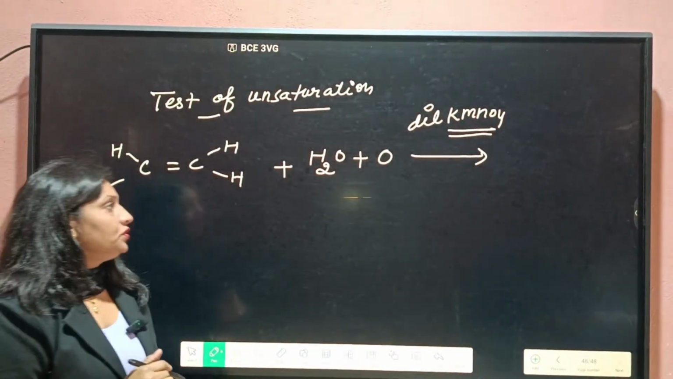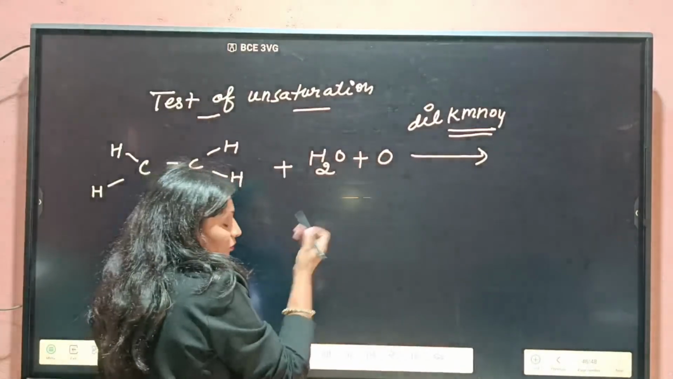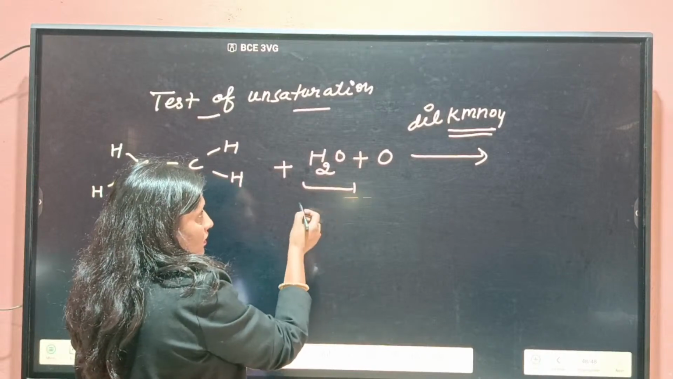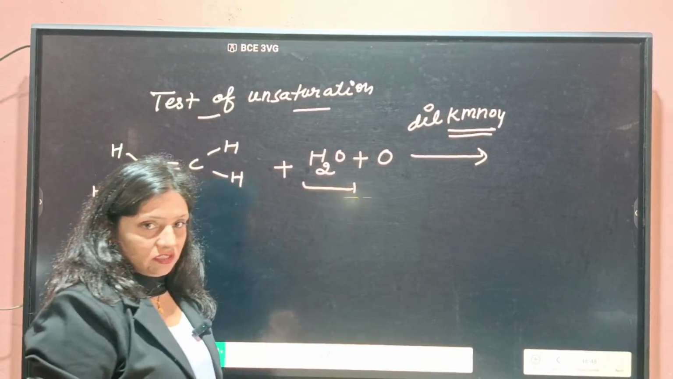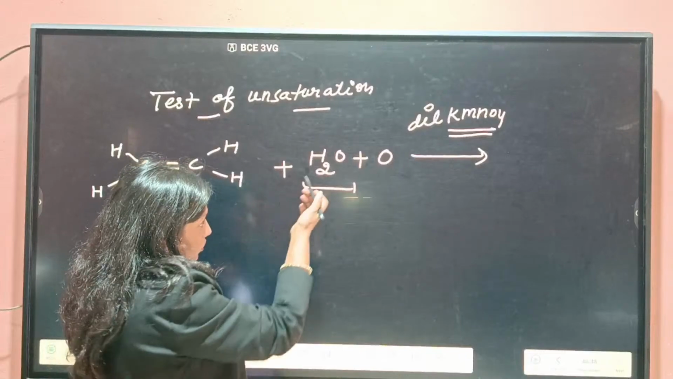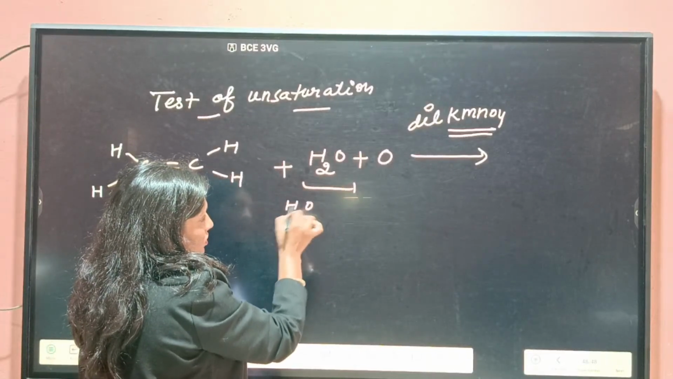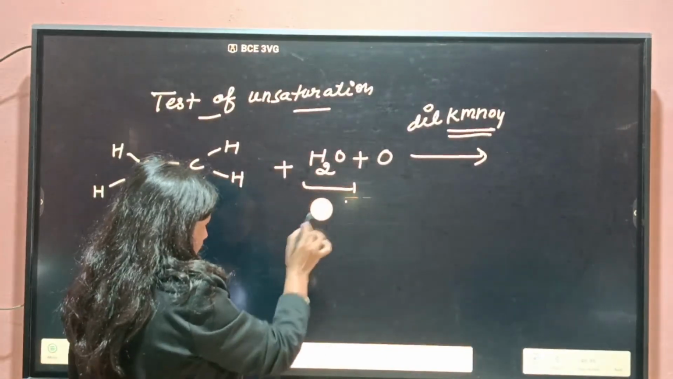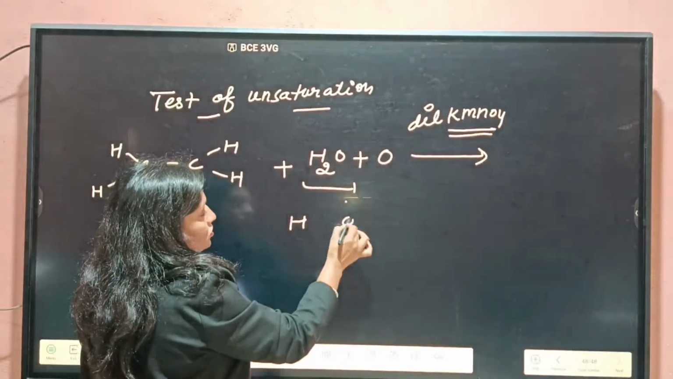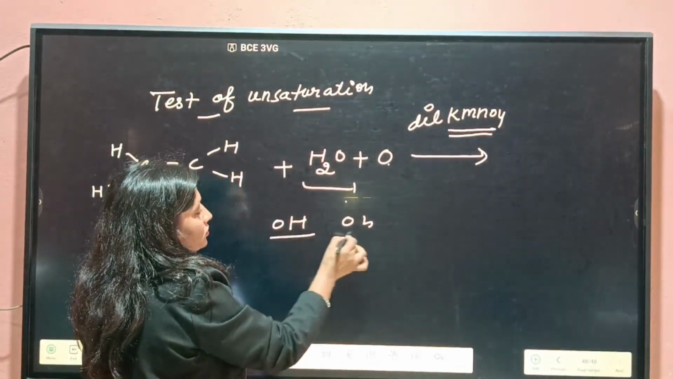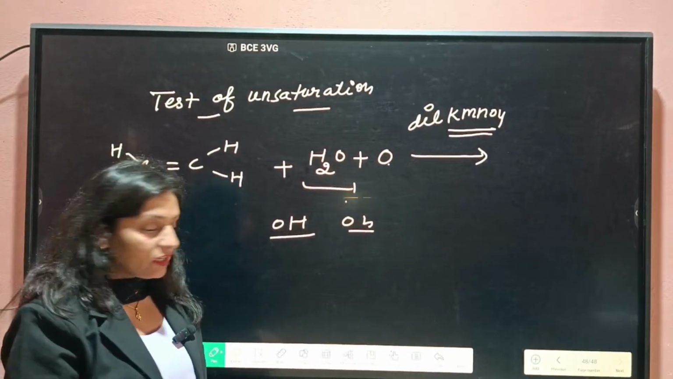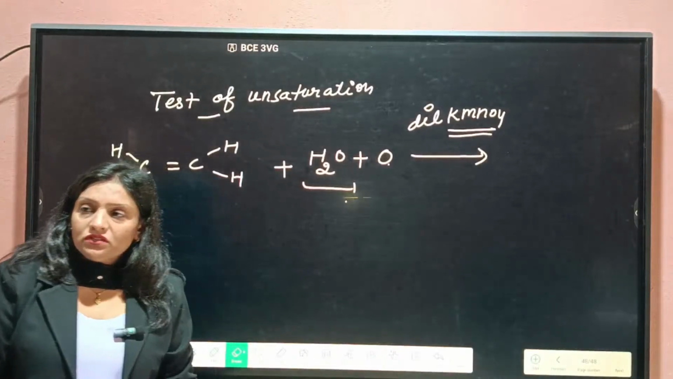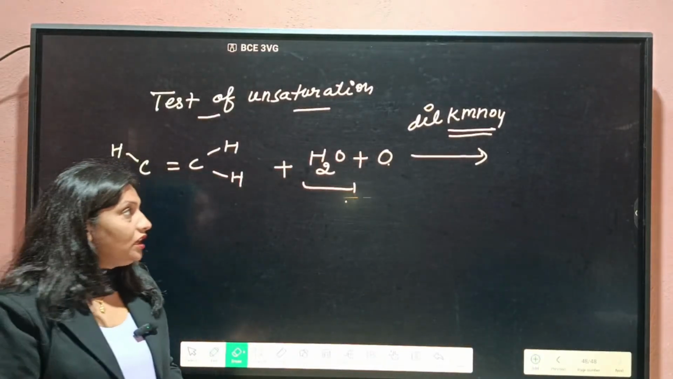Then what will happen, students? Here it is giving HOH, so two hydrogens are there. It can give HOH plus one more oxygen, so we can get 2 OH now. It is very simple to write the reaction. We are doing the reactions with tricks also.